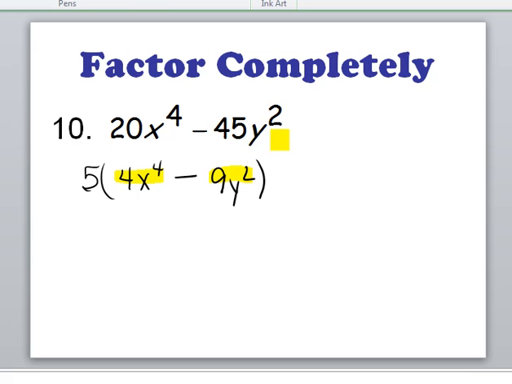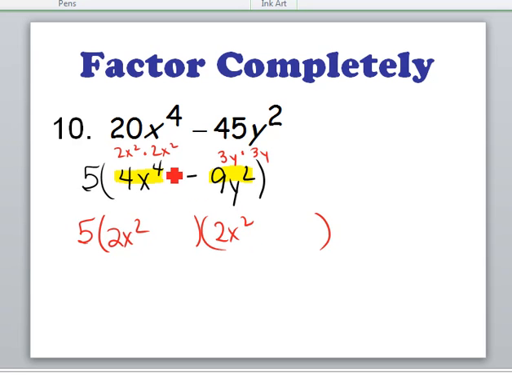This and this are both two things that can be multiplied together are the same thing, so they're both squared. 2x squared times 2x squared gives me 4x to the 4th, and 3y times 3y gives me 9y squared. So I'll finish this by copying down my 5 and breaking this up into a difference of squares. A minus and a plus gives me that 0 term in the middle and takes away that middle term. This is my final answer.